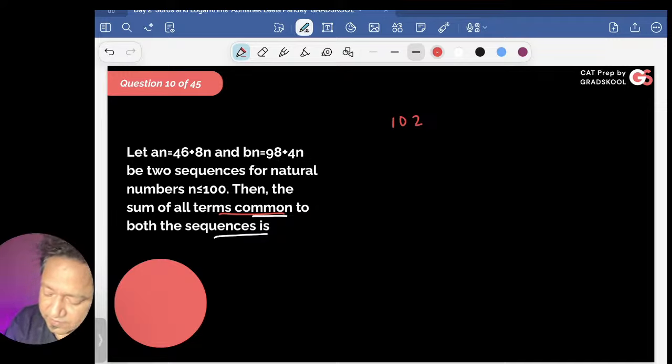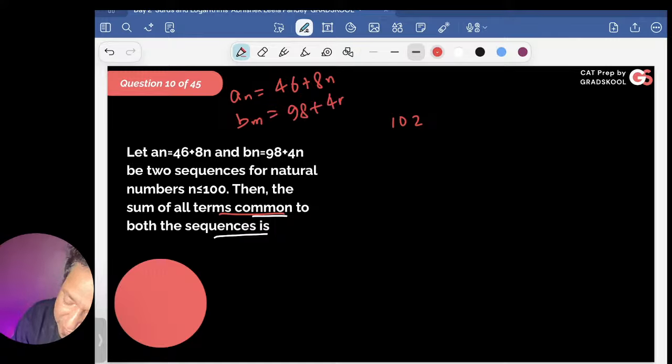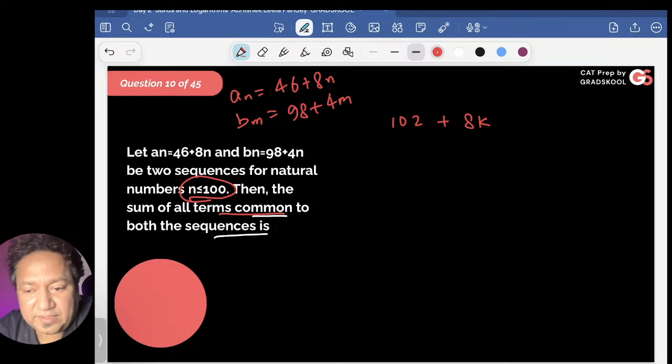The other common terms will be what? So I'll just write it here again for the sake of reference. an is 46 plus 8n and bm is 98 plus 4n, and it's known that n is less than or equal to 100. All right. So 102 is the first term. Now tell me what will be the next term. Can I say next term will be 8 times k? How do I know that?